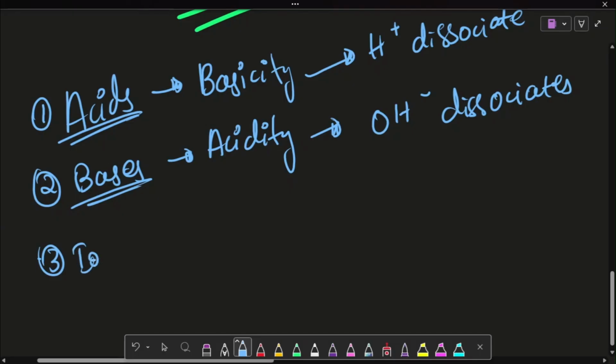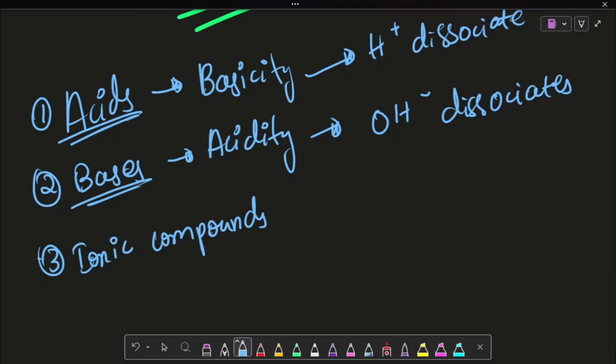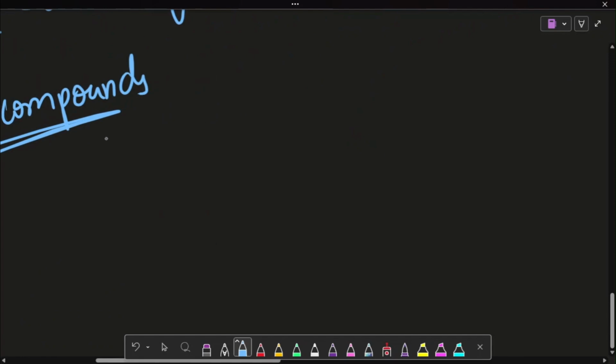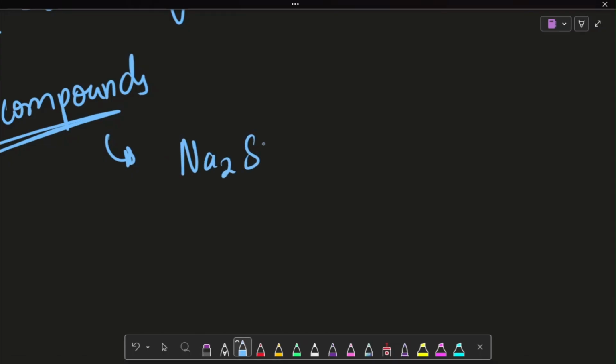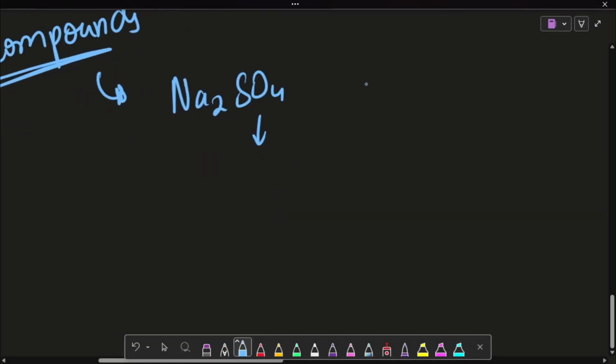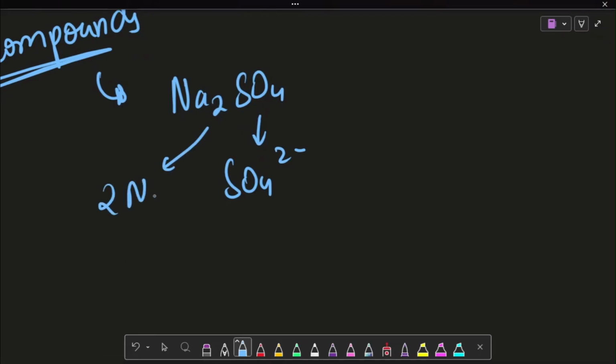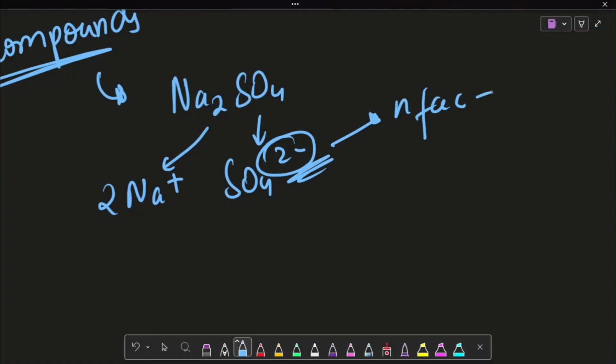For ionic compounds, it's going to be the charge on the cation or anion. Okay, so if you were to take, let's say, Na2SO4, the highest charge on the cation or anion, so that would be SO4 2 minus and then 2 Na plus. So basically your n factor equals 2.